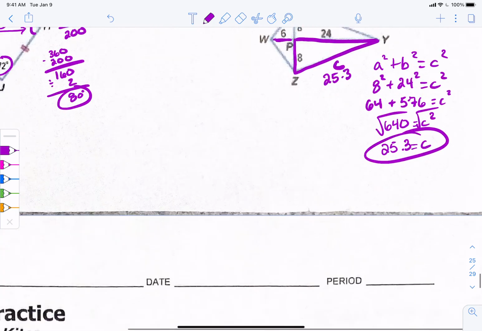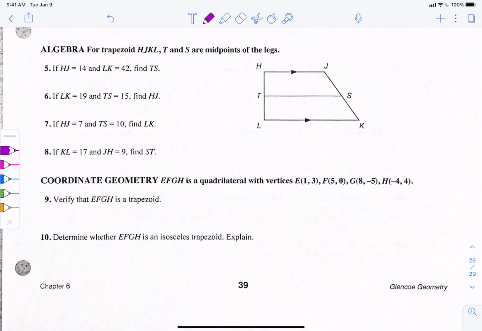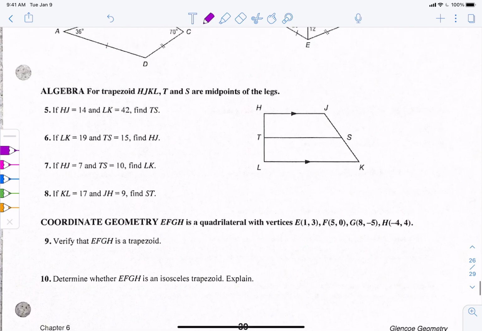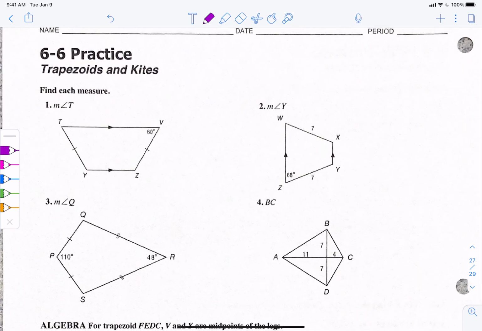Okay, good? I'm going to give you your homework assignment. Do all, both sides. They're not hard. Both sides, skills practice, do all. Okay? Goodbye.